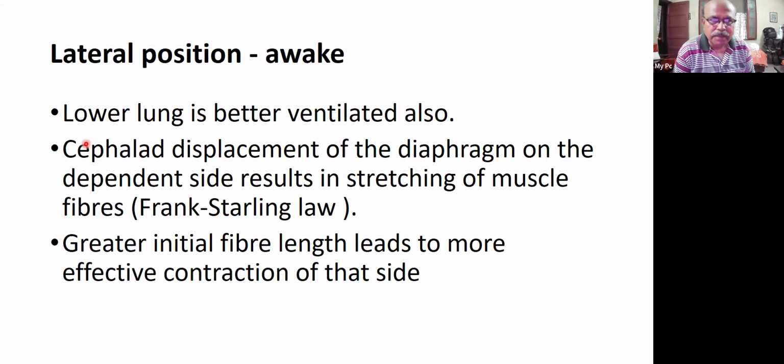What happens in the lateral position when the patient is awake? Here the distribution is almost the same. The lower lung will be better ventilated. Because of the cephalad displacement of the diaphragm, the dependent side will be stretched much more by the effect of the abdominal viscera. So when it contracts, the greater initial fiber length leads to more effective contraction on that side of the diaphragm, which we know from the Frank-Starling law.